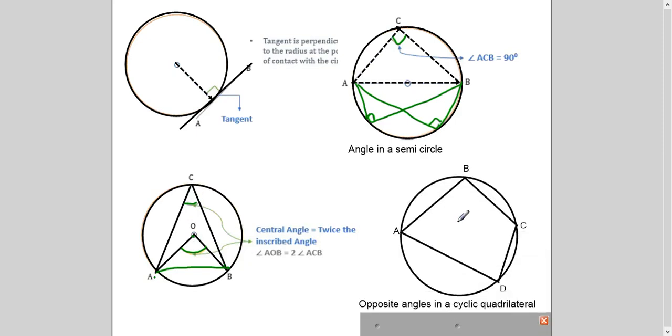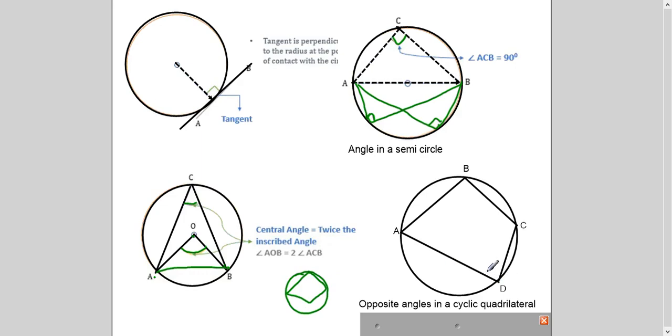Now, for this property, you see this is a quadrilateral inside a circle. This is called a cyclic quadrilateral. All the vertices of the quadrilateral are on the circumference. Mostly students mix this up with another quadrilateral in which one vertex is not on the circumference. So this is not a cyclic quadrilateral. All vertices have to be on the circumference.